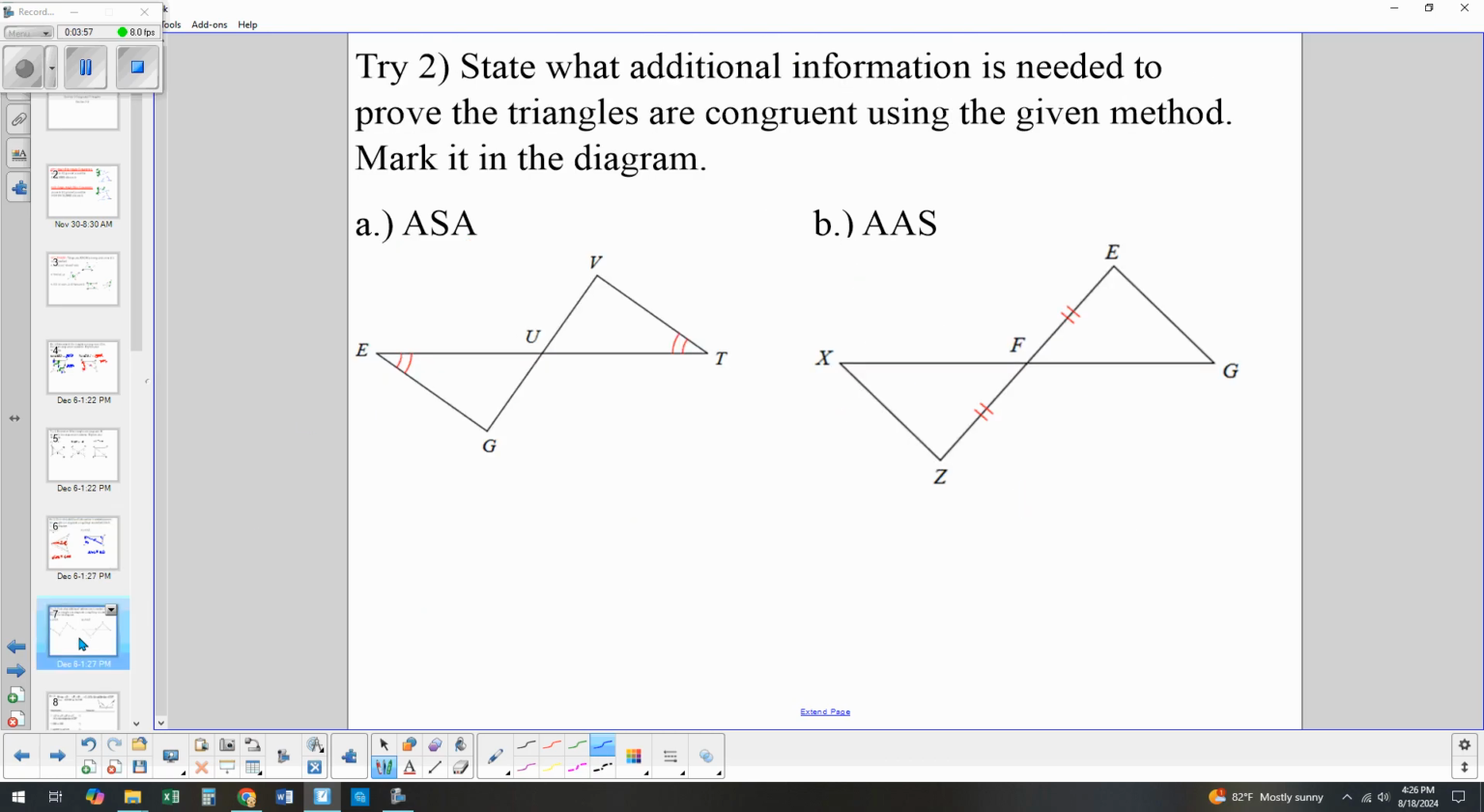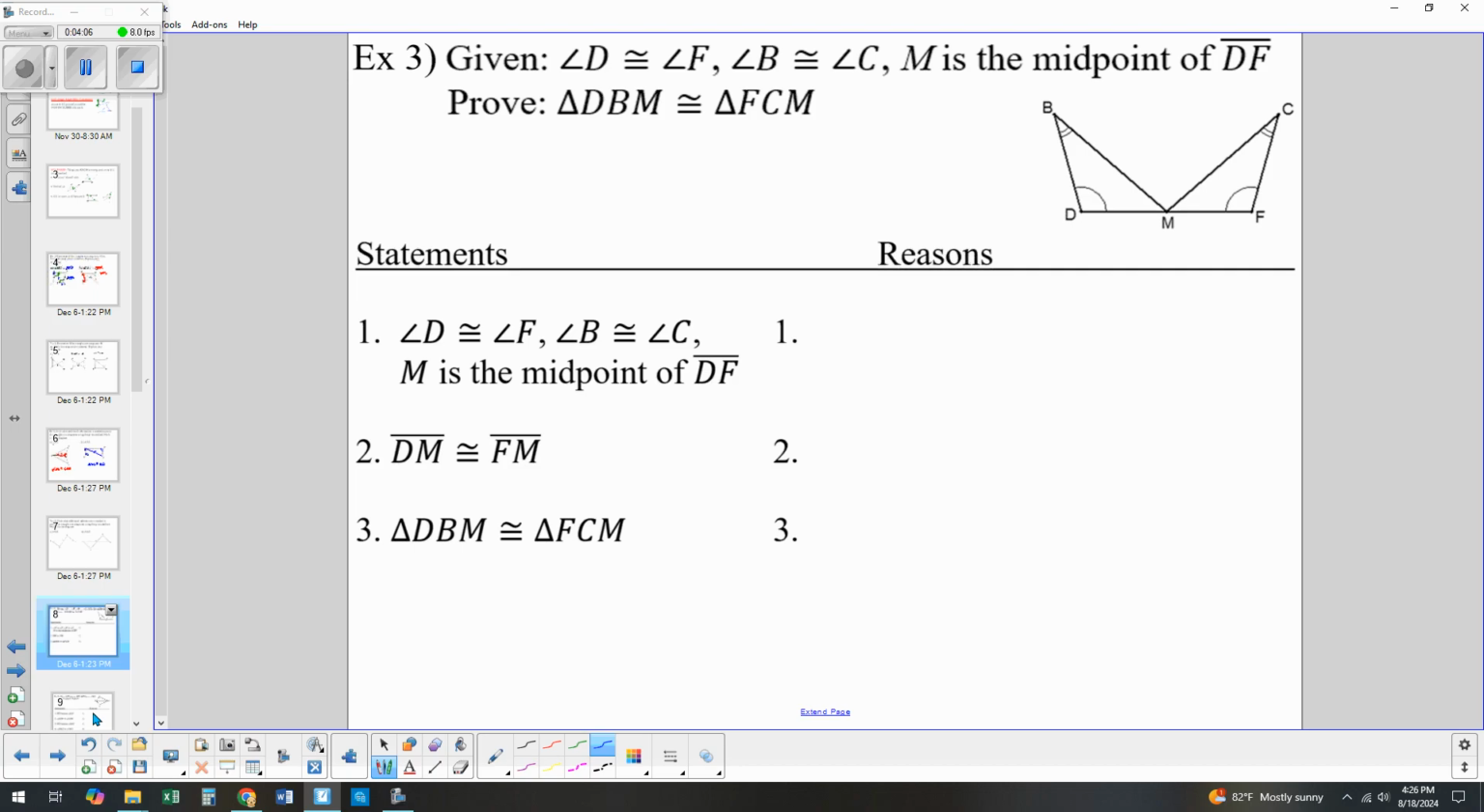Here is a try problem for you. Pause if you'd like. Answers are posted online. And now on to our proofs.